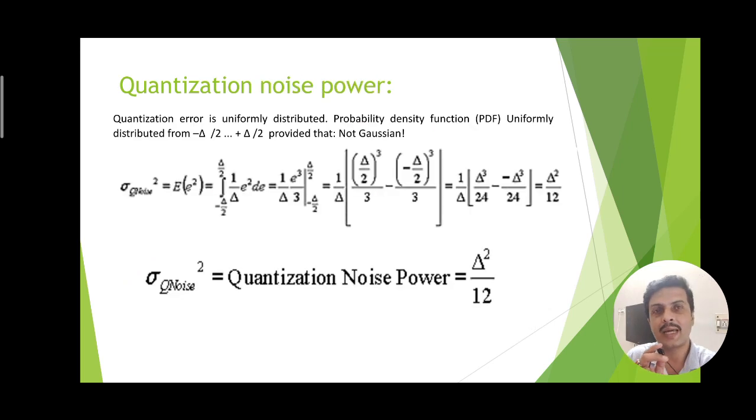Now, for the calculation of the quantization noise power, first of all, you have to see the probability density function of the quantization noise, and thereafter multiply it by the square of the random variable, and if we integrate, then we get the quantization noise power, which is given by delta square by 12, where delta is the quantization step size.